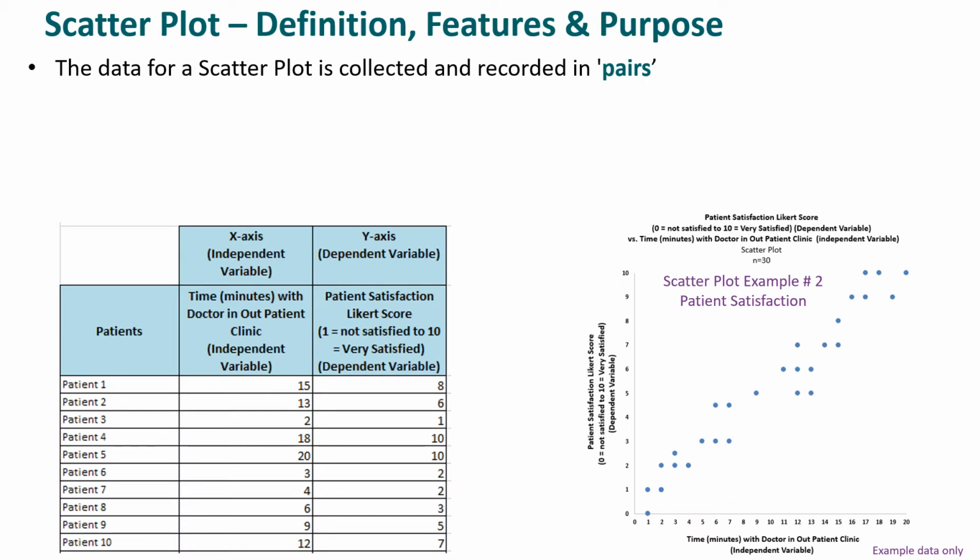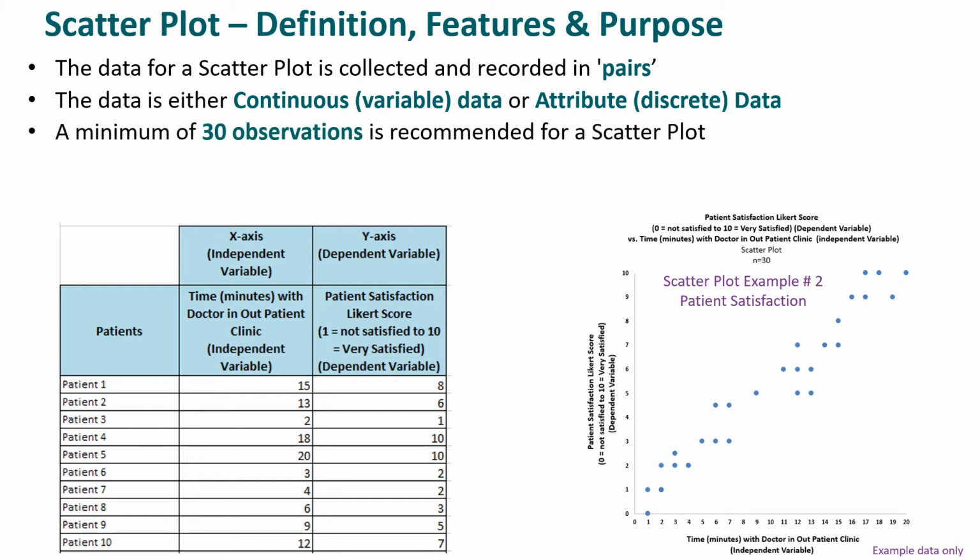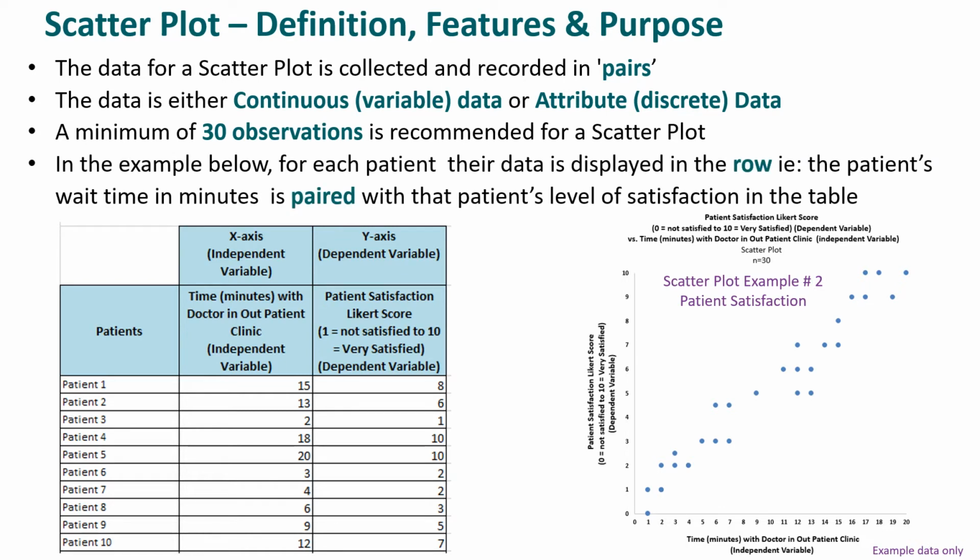The data for a scatter plot is collected and recorded in pairs. The data is either continuous data, also known as variable data, or attribute data, also known as discrete data. A detailed description of both continuous and attribute data will be explained later in this presentation. A minimum of 30 observations is recommended for a scatter plot. And in the example table below, for each patient, their data is displayed in the row. The patient's wait time in minutes is paired with that patient's level of satisfaction.